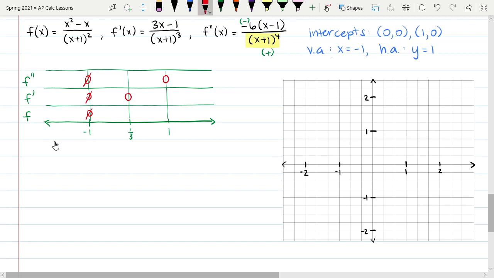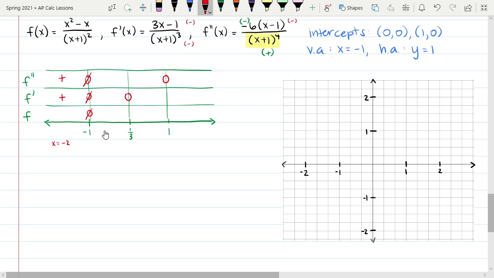So less than negative 1, so maybe when x is negative 2. So if I put in a negative 2 for f prime, my numerator will be a negative. And my denominator will be negative 2 plus 1, which is negative 1 cubed, which will be negative as well. So f prime is going to be a negative divided by a negative, which is positive. For f double prime, when x is negative 2, again, negative 2 minus 1 will be a negative. So now I've got a negative times a negative, which is positive, divided by a positive, which will be positive.